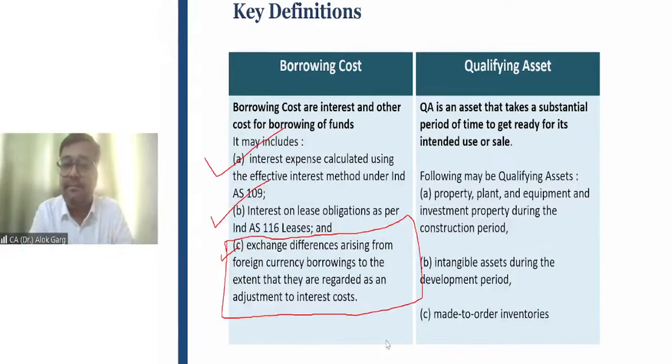Is it clear? Vimal is asking, sir, what about forward cover for interest risk? That is a hedging instrument and that has to be treated separately. That does not form part of your borrowing cost standard. Is that clear?